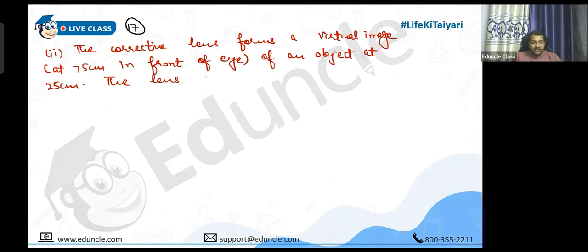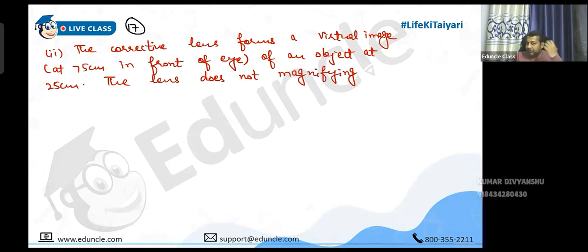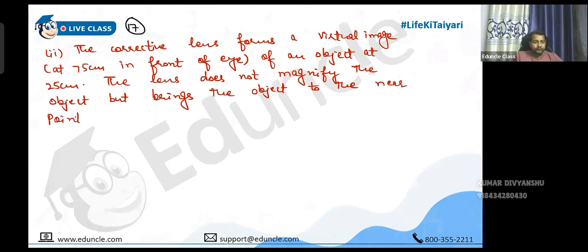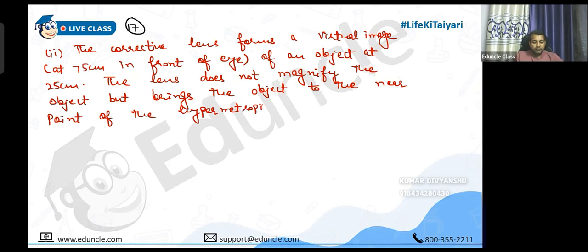So lens does not magnify. ये सिर्फ either it is bringing the object nearer or दूर कर रहा है. ऐसे दोनों cases में. Does not magnify. Sorry, magnify the object. Okay, but brings the object to the near point of the hypermetropic person, or you can see eye. Okay.